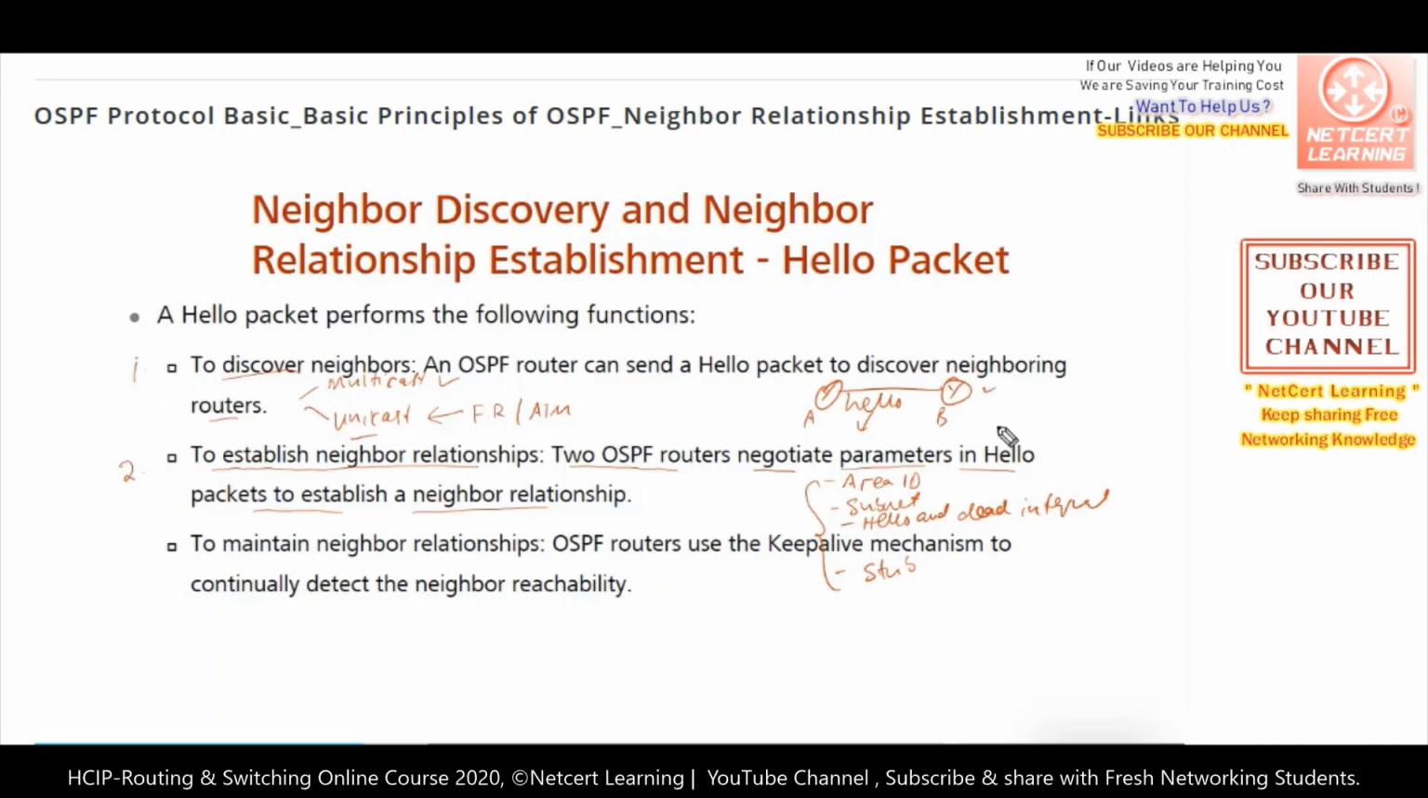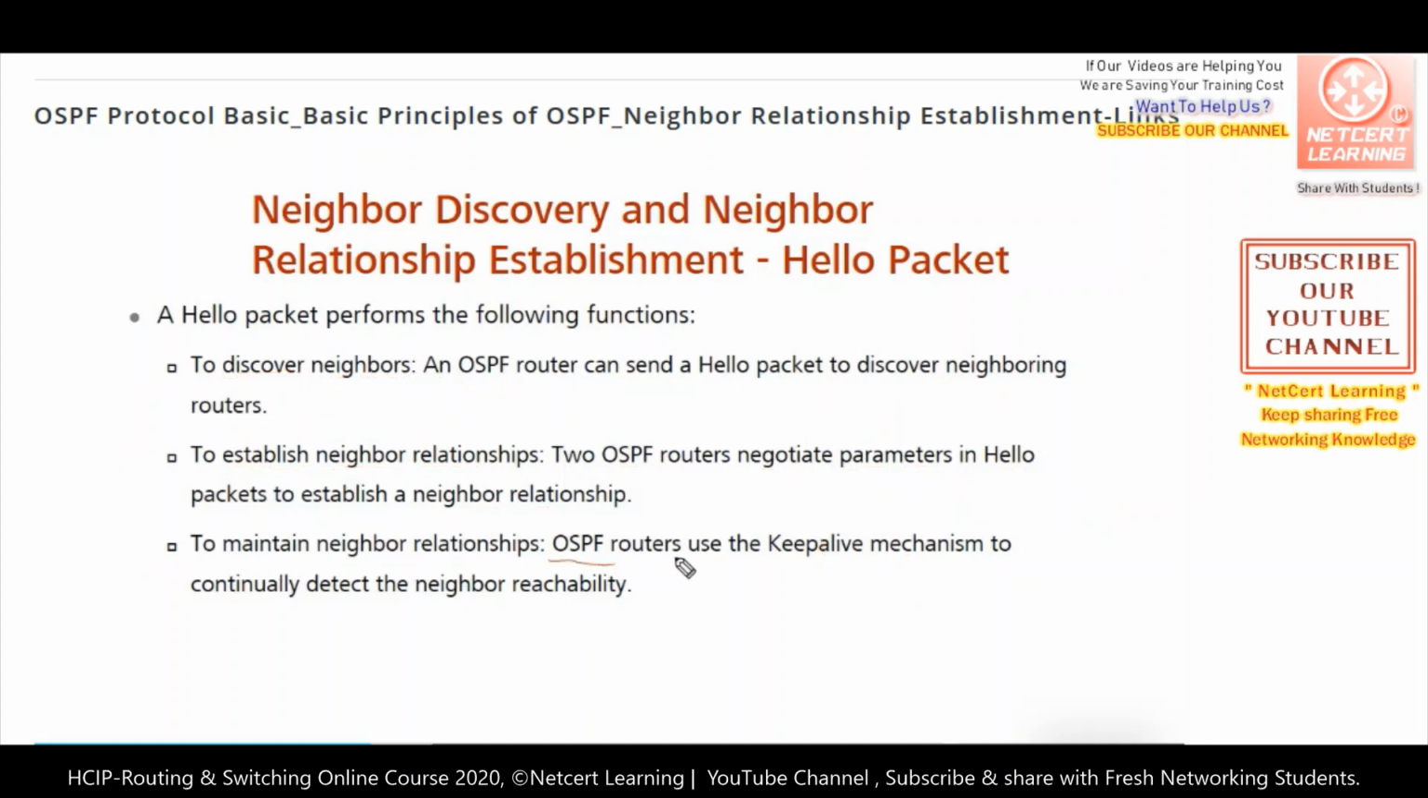And third, the hello packet is used to maintain the neighbor relationship. OSPF routers use a keep-alive mechanism to continually detect neighbor reachability. This is important because we have a dead interval, and that interval depends on how many hello packets the neighbor misses. Once the neighbor misses a certain number of hellos, it is considered not reachable. So OSPF needs to run SPF to check what will be the next best path.